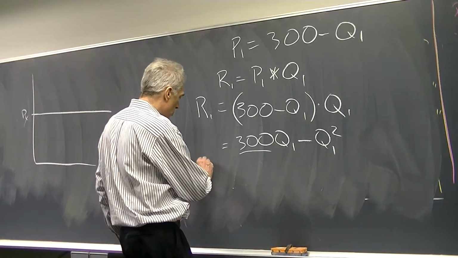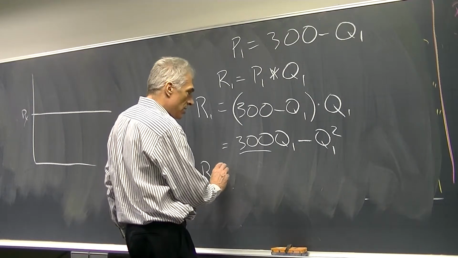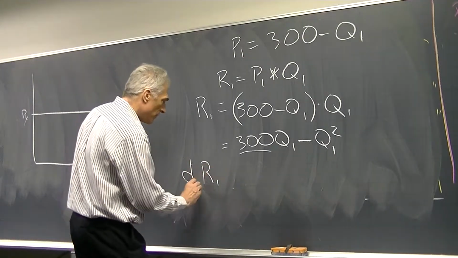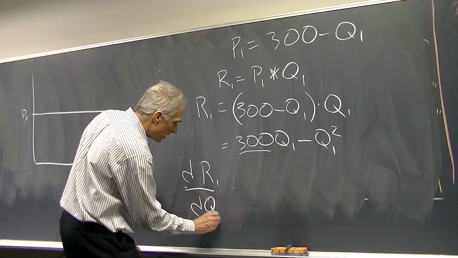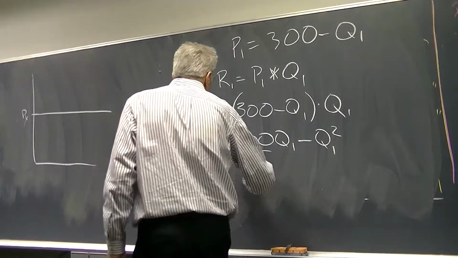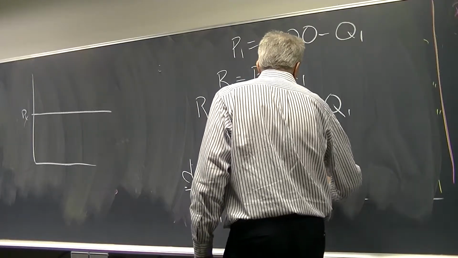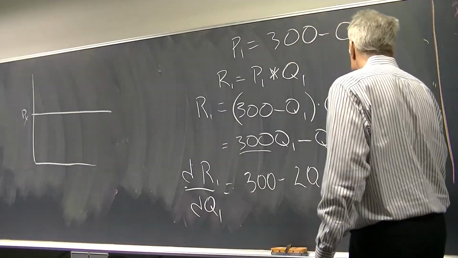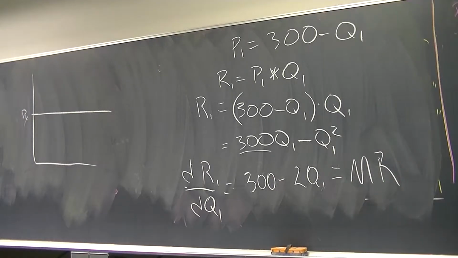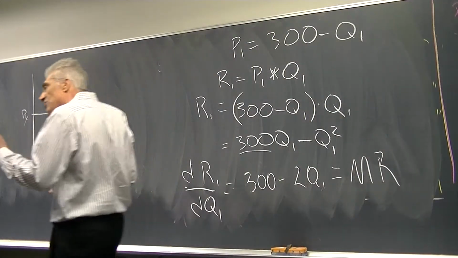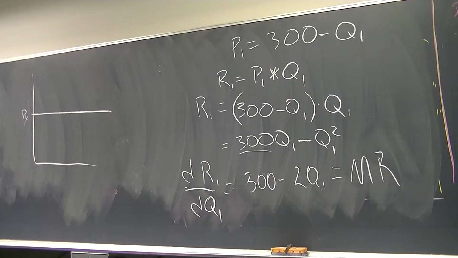Then our revenue 1. So the change in revenue with the change in quantity for 1 equals 300 minus 2Q1, and that's equal to the marginal revenue. That's the marginal revenue. Okay, so now we've made all of those equations. So that's 13. Now marginal cost.